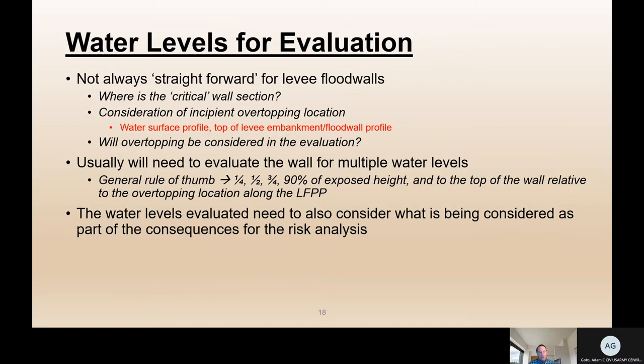And when you're looking at loading on flood walls, what to evaluate, you really need to look at a variety of different loads, because the frequency of the loading could change radically from 25 to 50 to 75 percent to fully loaded of exposed height. So if it's a very infrequent flood, you may find that the annual probability of failure of the flood wall is very low, just because it's infrequently loaded.